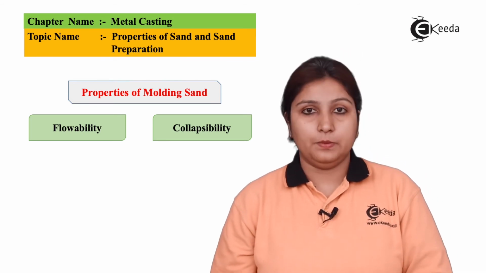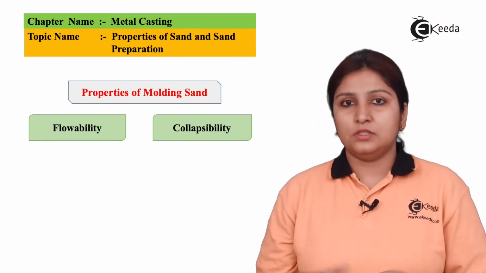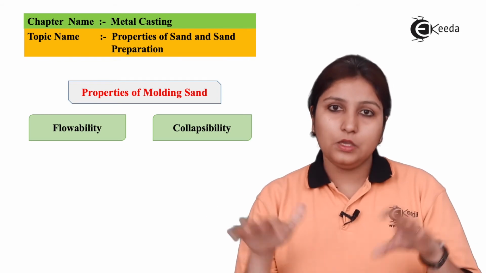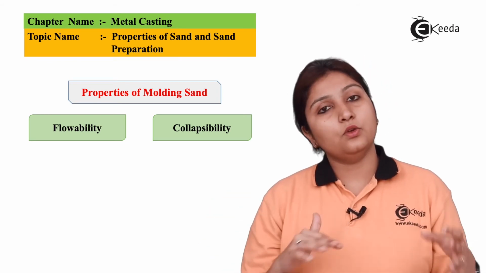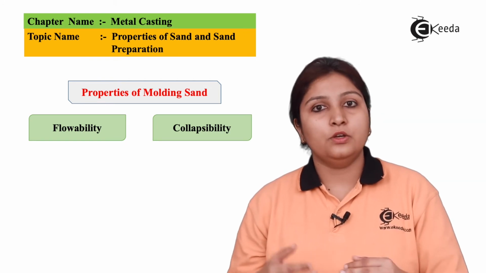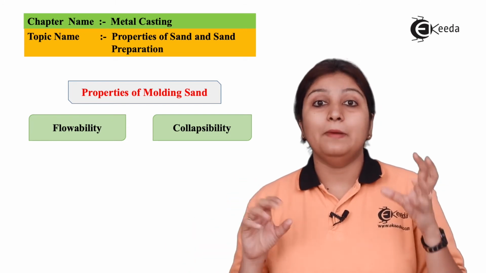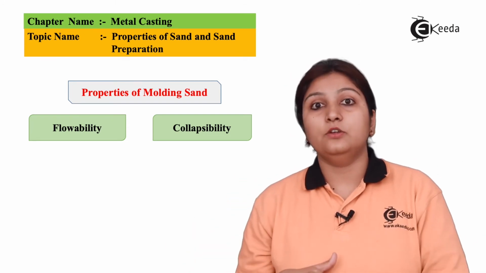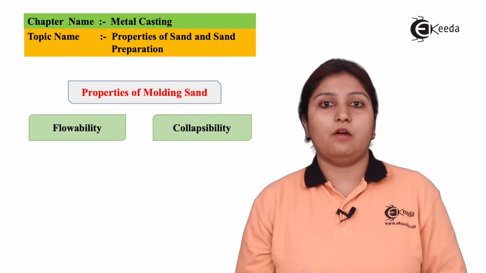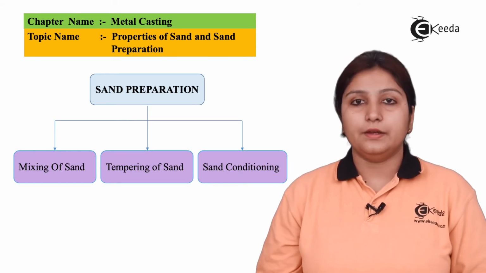The next property is collapsibility. After doing your casting, what comes into the picture? You don't need your sand box, you don't need your mold box. So you have to break your sand and remove it so that you can recondition it and use it. For reconditioning, you need to break it, and after breaking, your sand should spread and should not form lumps. So your sand should have the property of collapsibility, that is, it should collapse easily after usage.